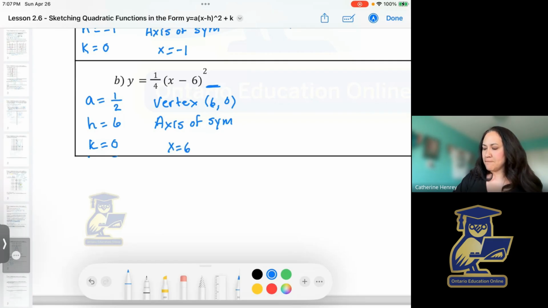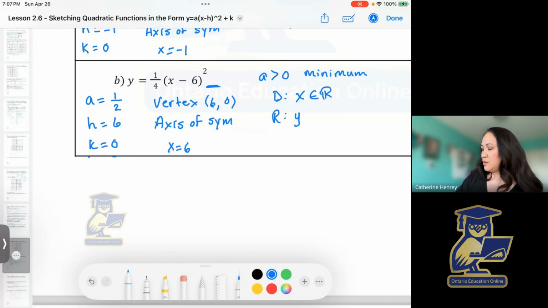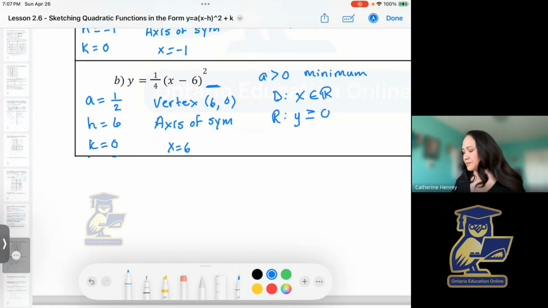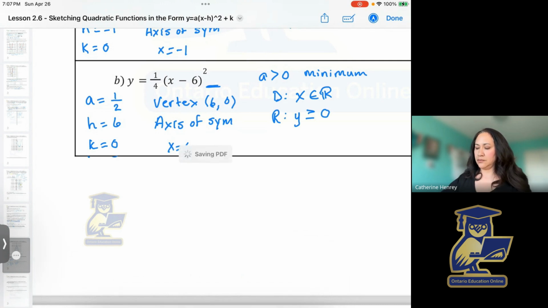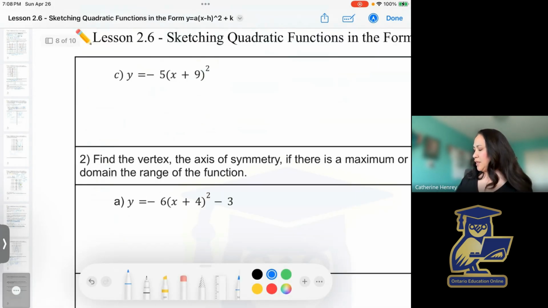A is greater than 0, so we still have a minimum. The domain of a quadratic function is that x is an element of all real numbers. The range coincides with the y value of the vertex. We have a minimum, so y is greater than or equal to 0. The third example is similar, so I'm going to let you work on that one.